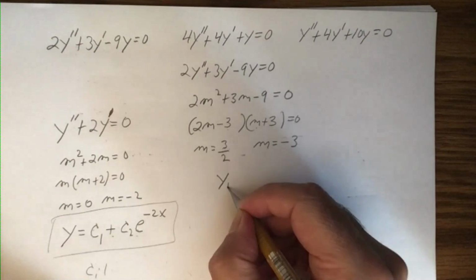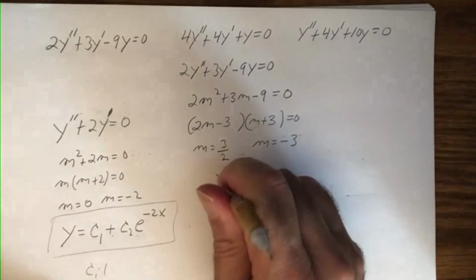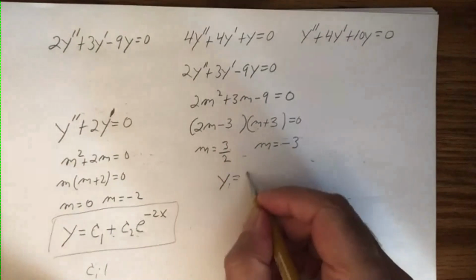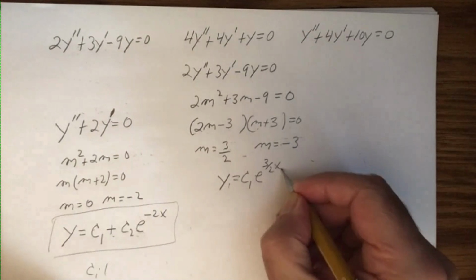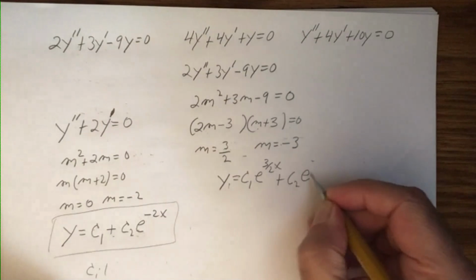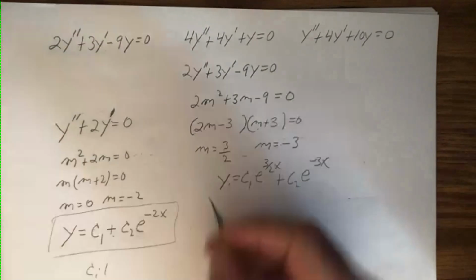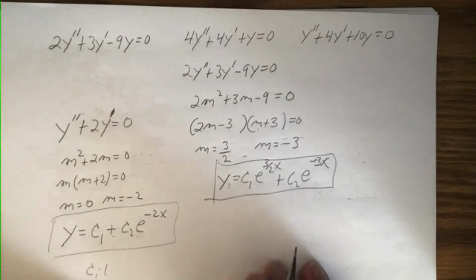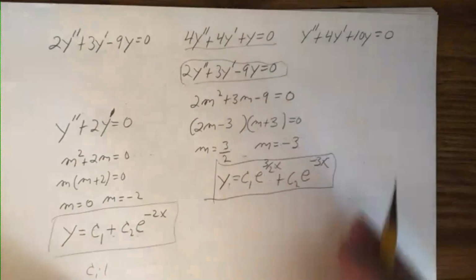So the solution is y equals c1 e to the 3/2 x plus c2 e to the minus 3x. Doesn't matter which one. I may have a different margin. Okay, piece of cake, right? All right. So I just did this one. Let me do this one here.